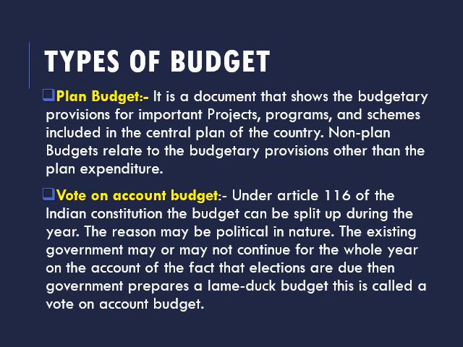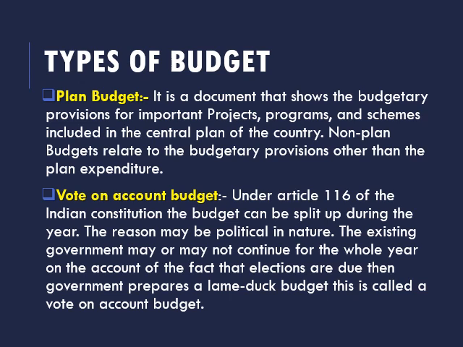So February and March, and thereafter maybe the government will change. Maybe the political leader who has presented in the month of February will not continue as finance minister, and their government will not continue after March. Then it will be considered a lame duck budget also. This budget is also called a lame duck budget.